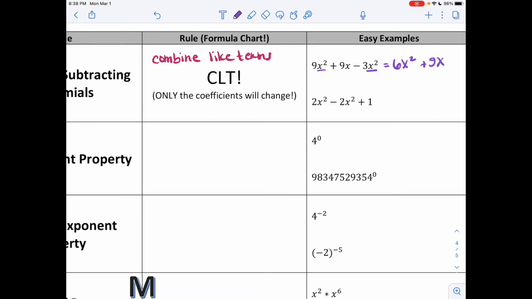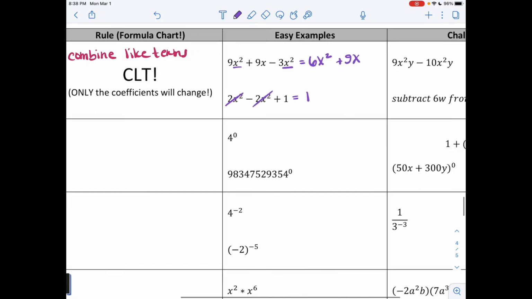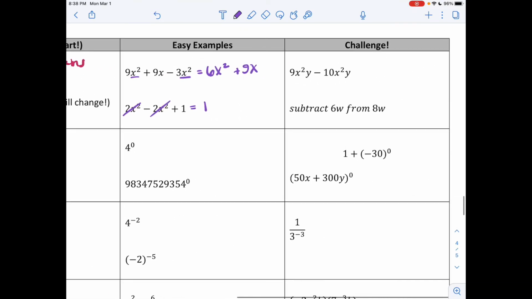2x squared minus 2x squared plus 1. Well, these are complete opposites of each other, so they are going to cancel to 0, and so I'm simply left with 1. Now let's look at a couple of more challenging examples.